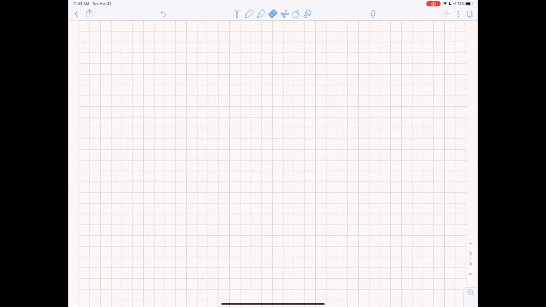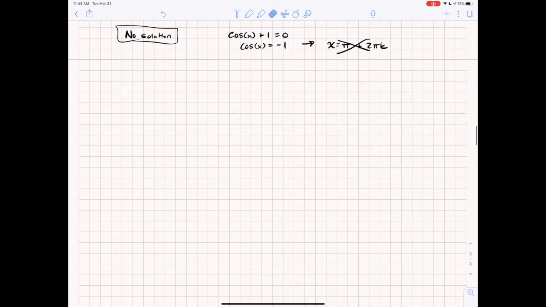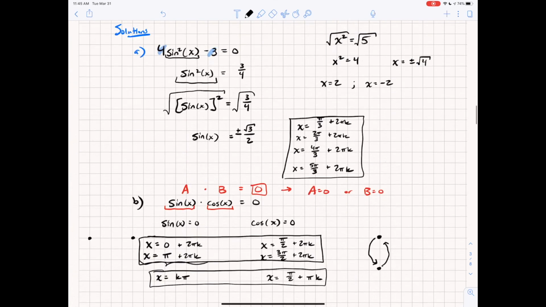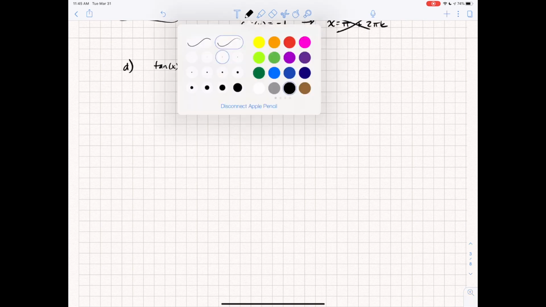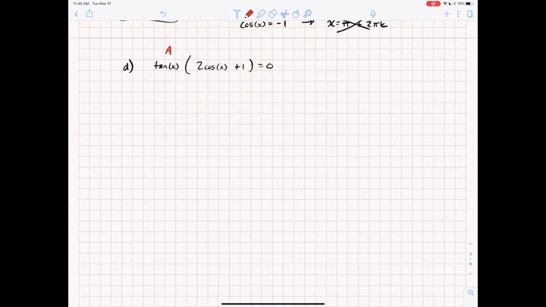Okay. All right, so we've got D, which is tangent x times 2 cosine of x plus 1 is equal to 0. I think it was plus 1, right? Let's take a look. Yep. All right. So if I'm solving this, notice how this is very similar to B, where I have A times B is equal to 0.